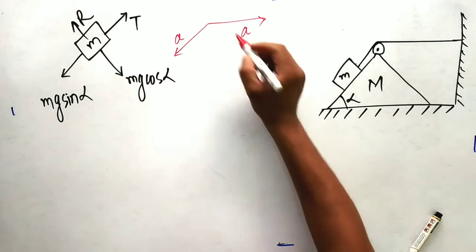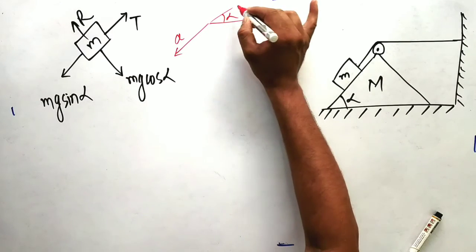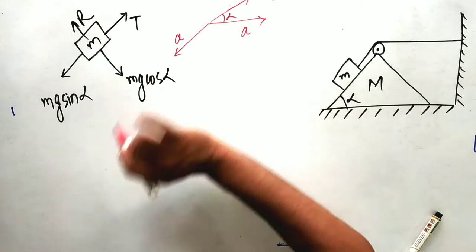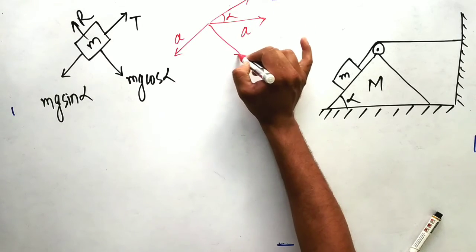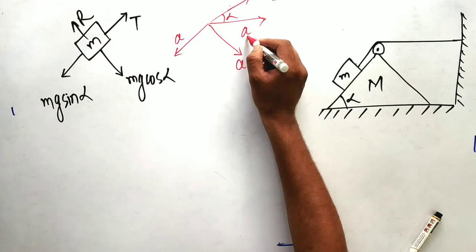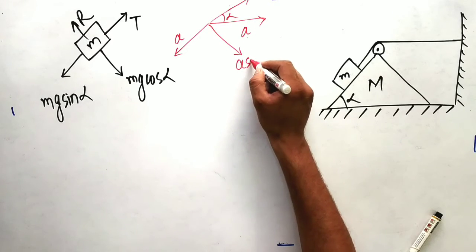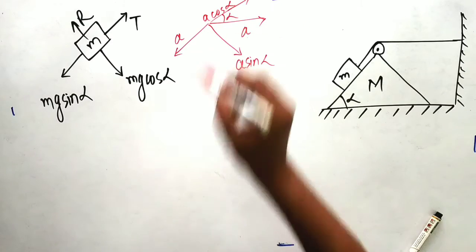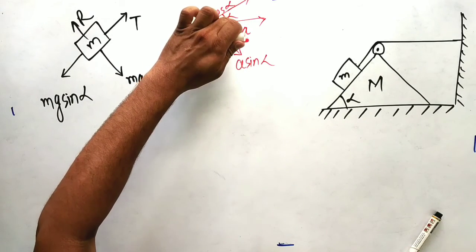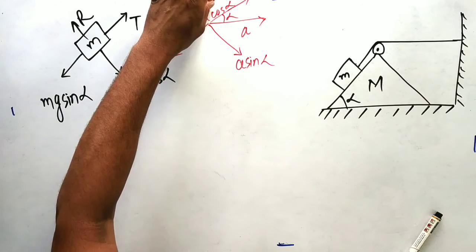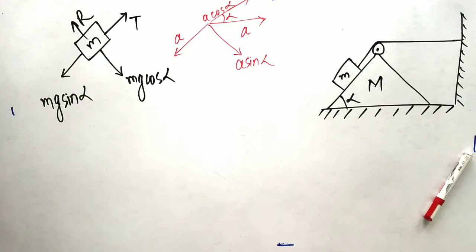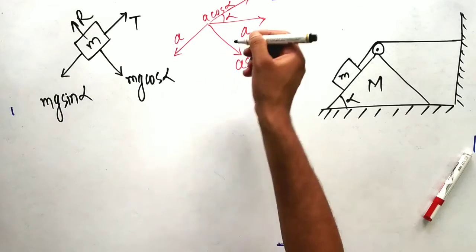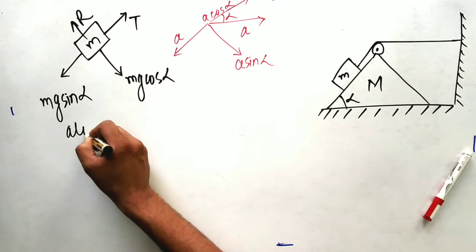Also keep in mind that this angle is alpha, which helps us write this acceleration into two components, A sin alpha and A cos alpha. We have broken A into two components, A cos alpha and A sin alpha. We will write the equations of motion for the small mass m. First, in this direction along the plane.